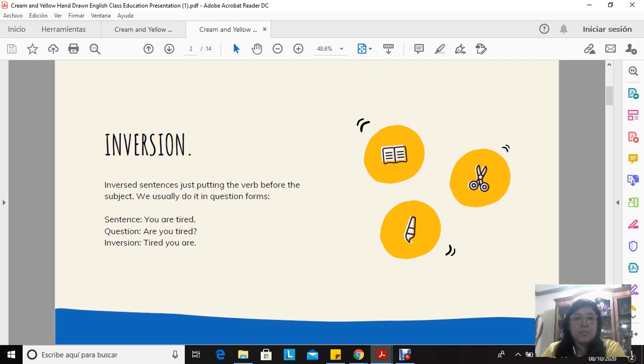These sentences change the place of the verb and the subject. First, inversion sentences are just putting the verb before the subject. We usually do it in question forms. For example, the sentence "You are tired" would be as a question "Are you tired?" If we invert this sentence without making a question, it will be something like "Tired you are."